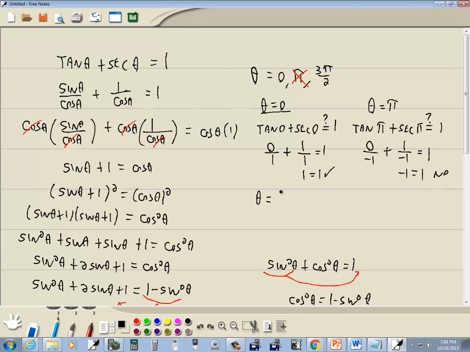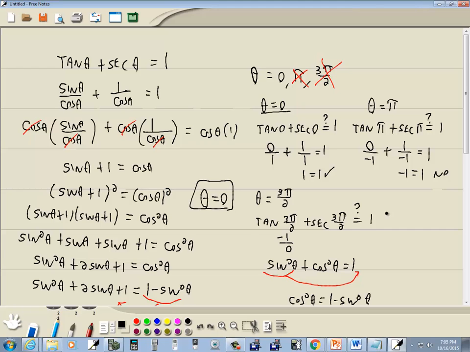And then to check 3 pi over 2, we'd have tangent of 3 pi over 2 plus secant of 3 pi over 2, and we're wondering if that's equal to 1. Well, at 3 pi over 2, y over x, y would equal negative 1, and x would be 0. So right away that's undefined. Negative 1 over 0. So that one doesn't work. So it looks like our only answer is theta is equal to 0.